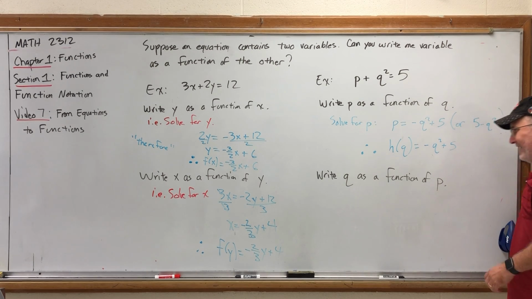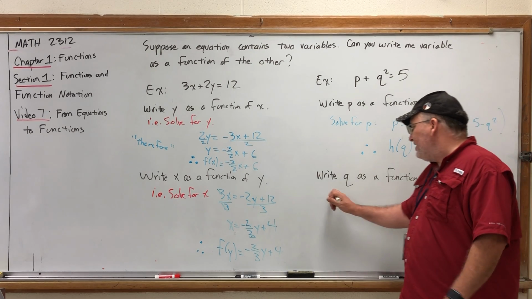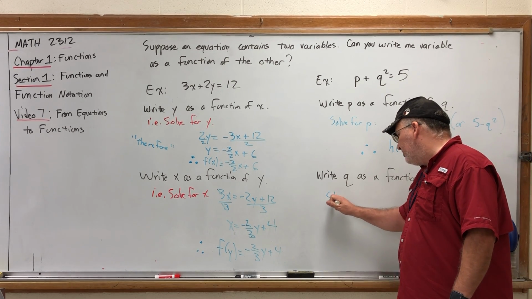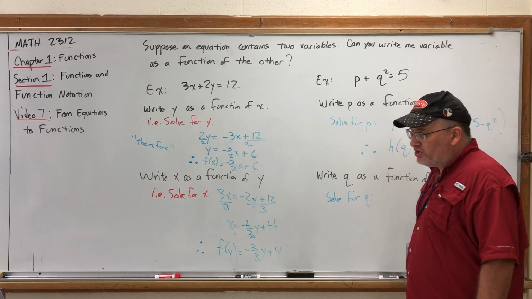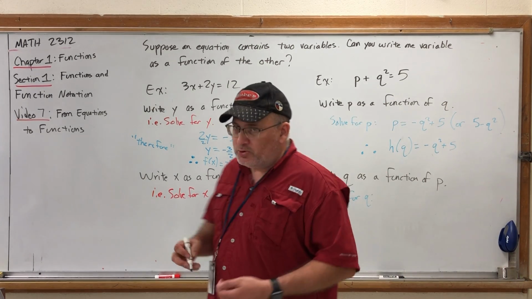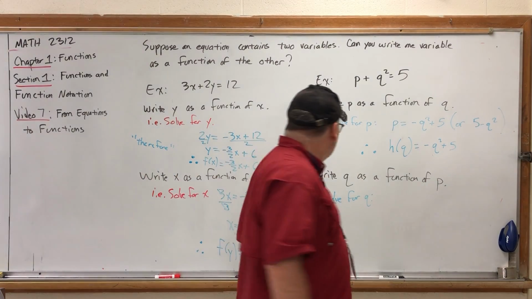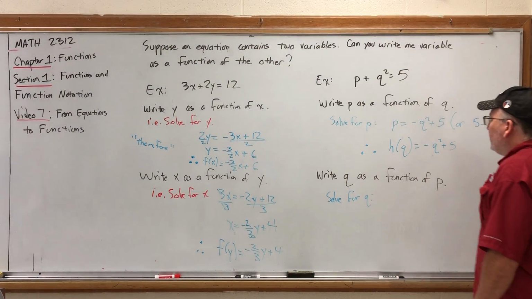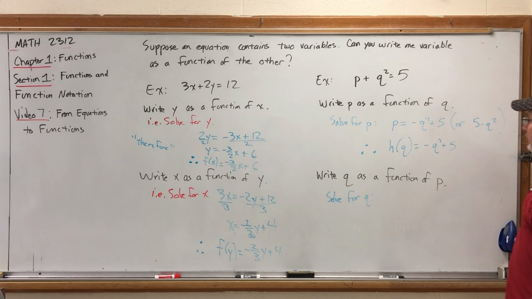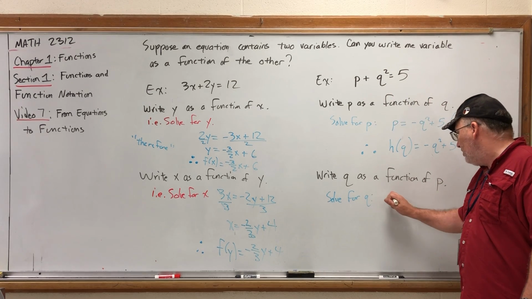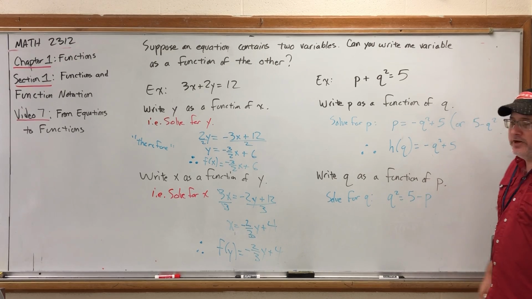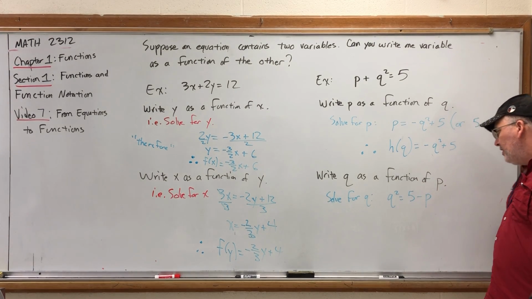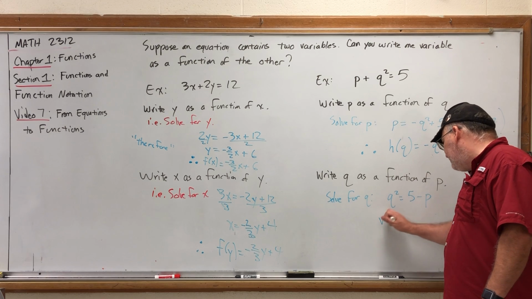Now, can we write q as a function of p? Well, to answer that, we need to try to solve for q. But remember, this isn't just a game of solving for something. It's a game of also asking the question, when I do this, will it produce one unique value at a time? If I solve for q, I'm going to have to do two moves. The first move is to subtract the p over and write q squared equals 5 minus p. Or q squared equals negative p plus 5. But then we have to take the square root of both sides.